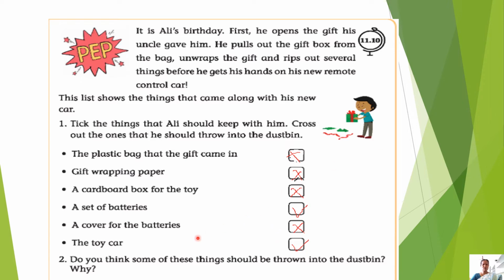Do you think some of these things should be thrown into the dustbin? Why? Some can be thrown into the dustbin because he doesn't want them. Okay, so he doesn't need them. So he needs only the toy car and his batteries that have to be put into the toy car.